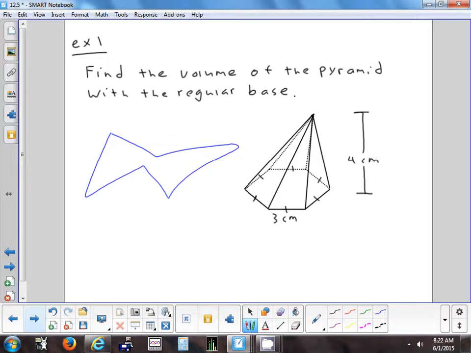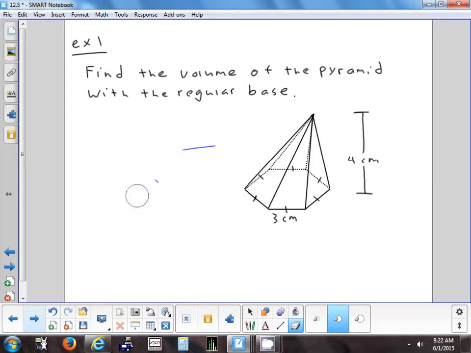Anything that has 6 sides. Okay, it's a concave hexagon. Good to know for the final. It's a hexagon, but this time all the sides are congruent, all the angles are congruent. It's a regular hexagon. Okay, and the question is, find the volume of the pyramid.